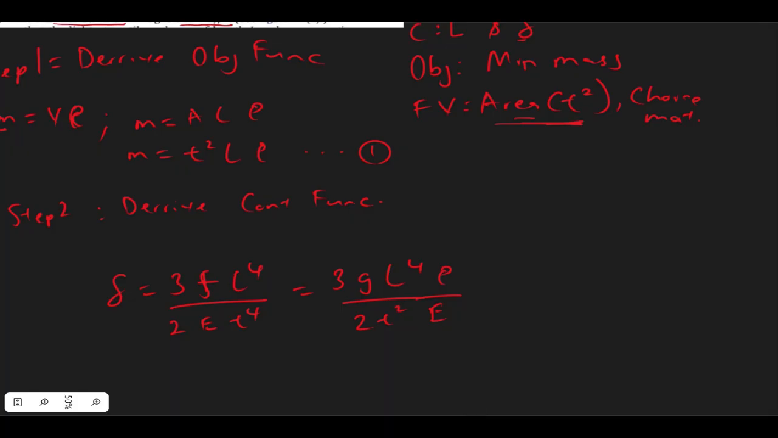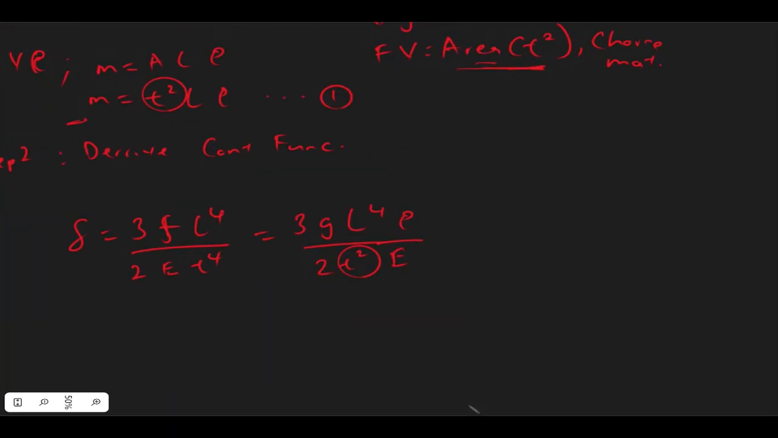So now that you have this, you're trying to eliminate the free variable. The free variable in this question is t raised to power 2, because t raised to power 2 is here and t raised to power 2 is here. So you're trying to eliminate t raised to power 2 from the objective function. So step 3. First, let us make t raised to power 2 the subject of the formula. So t raised to power 2 will be equal to 3g L raised to power 4 times density divided by 2 times deflection times E.